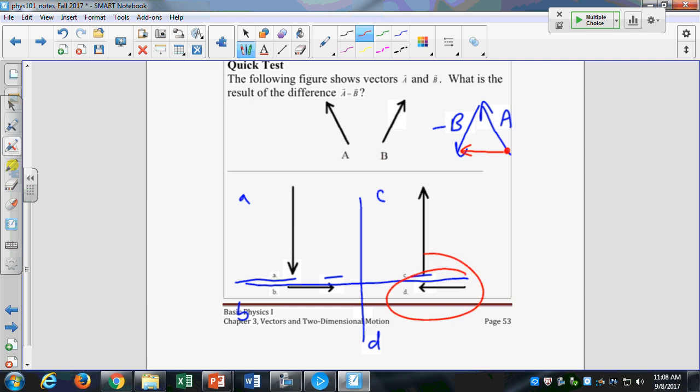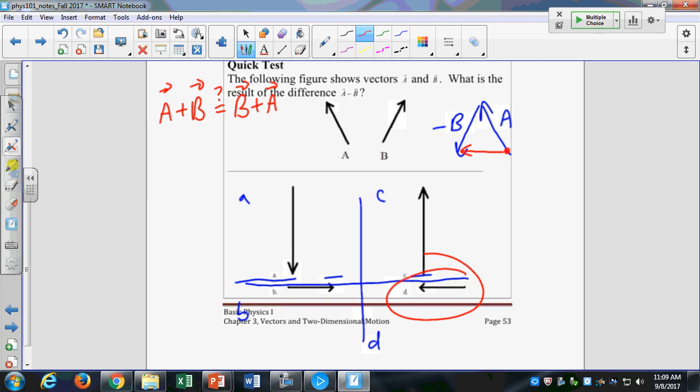You should have a question like this. It'll be very, very similar. I'll just change the directions. It might be B minus A, or A plus B, or B plus A. By the way, if I'm doing A plus B and B plus A, what is the difference in those? Is A plus B equal to B plus A?